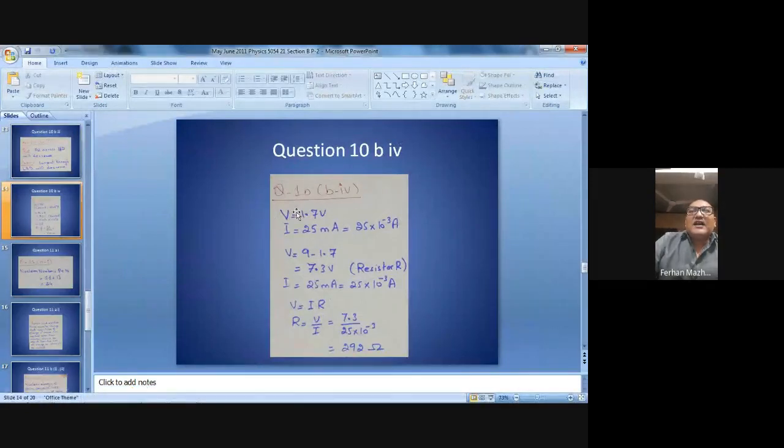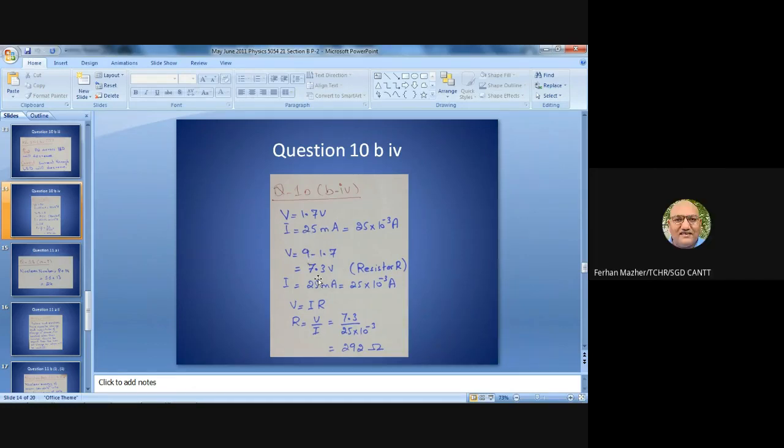You see, LED 1.7 volt and the current through the LED is 25 milliampere. 25 milli means 25 into 10 power minus 3 ampere. So the voltage across the resistor R will be, from the battery 9 volt are coming and 1.7 volt is taken by the LED, so the voltage for the variable resistor R will be 9 minus 1.7, and the answer will be 7.3 volt. And the same current which is flowing through the LED will be flowing through the variable resistor also. So the current flowing through the variable resistor R will be 25 milliampere, which means 25 into 10 power minus 3 ampere.